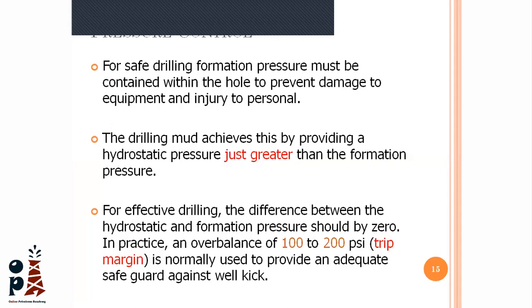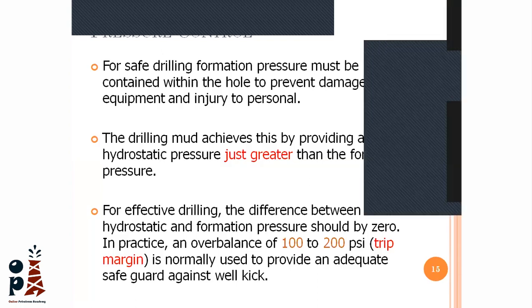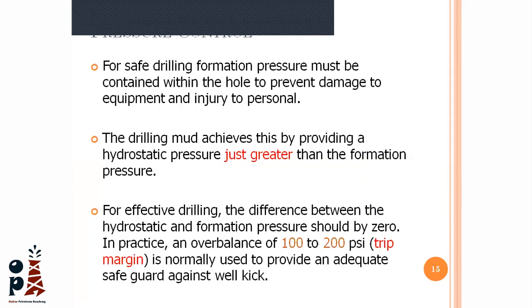There are cases where we use underbalanced drilling, but this is a different case. It is not the scope of this session, so we are not going to talk about it. But the normal is that we use an overbalance of 100 to 200 psi trip margin, okay, as a safeguard against any well kick.